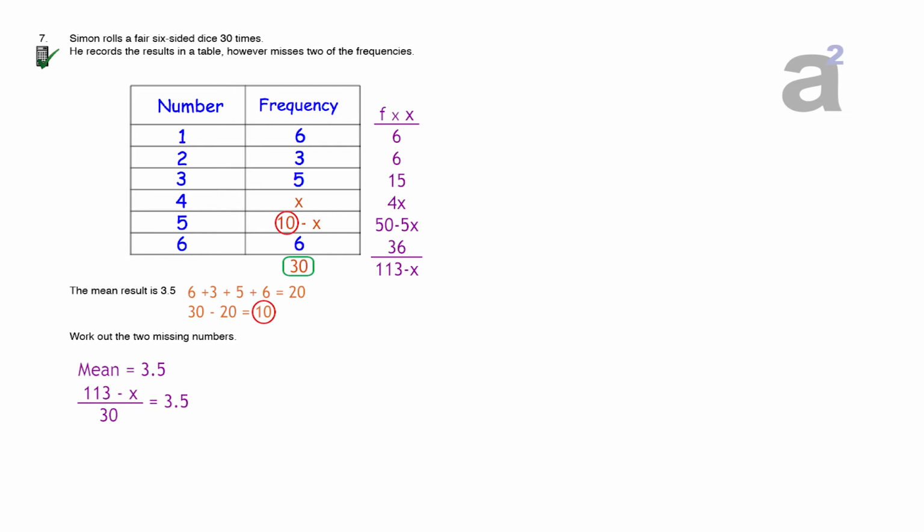Now we can use the formulas in the equation. That is 113 minus x is equal to 105. So x is equal to 113 minus 105, which is 8. Missing frequencies will be 8 and the other one is 10 minus 8, which is 2.